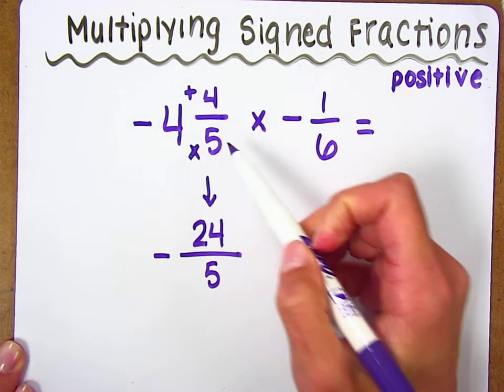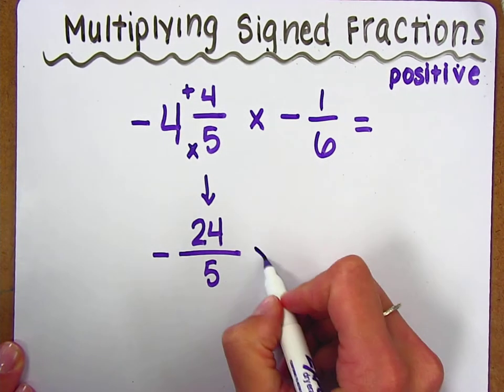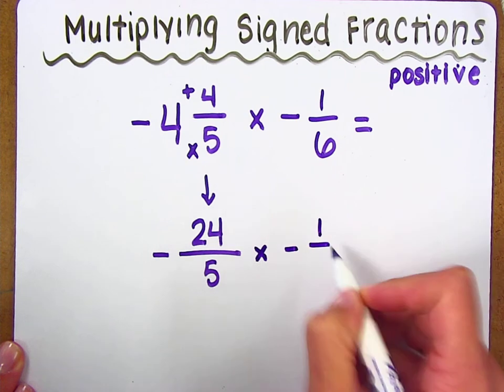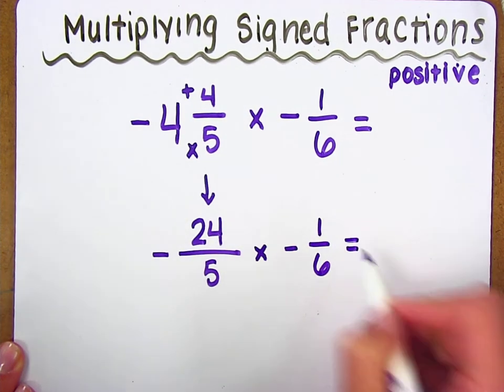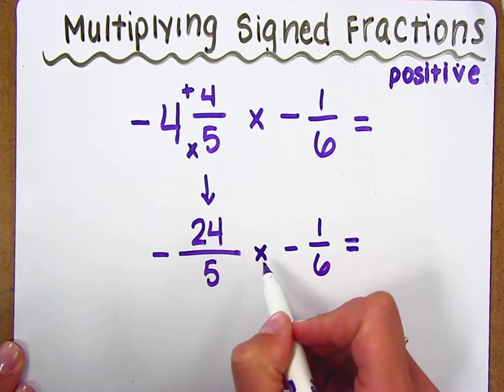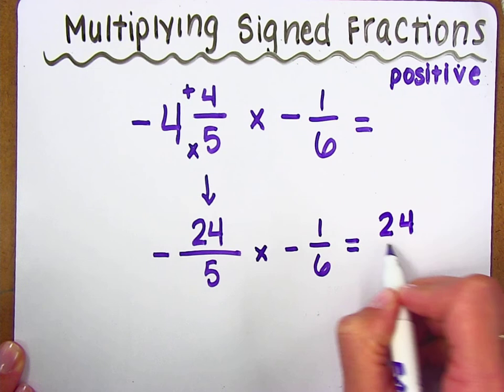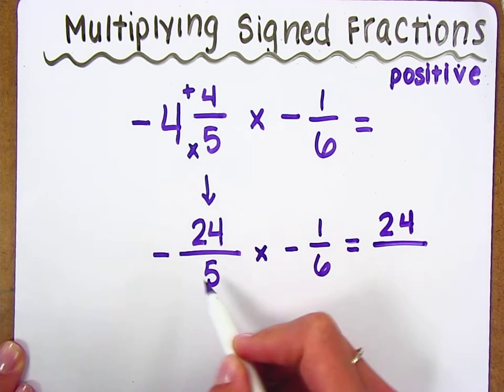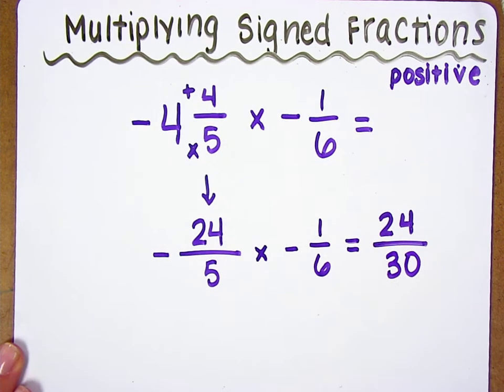-4 4/5 is the same exact number as -24/5, and I'm going to multiply by -1/6. Now I can simply again multiply my numerators, so 24 times 1 gives me my new numerator of 24, and 5 times 6 is 30, which gives me my new denominator.